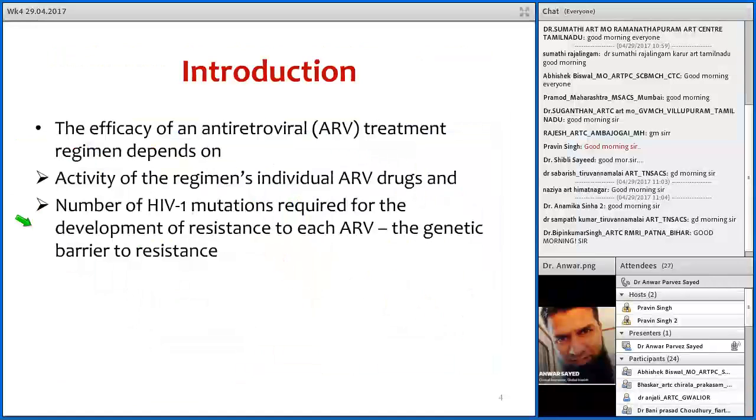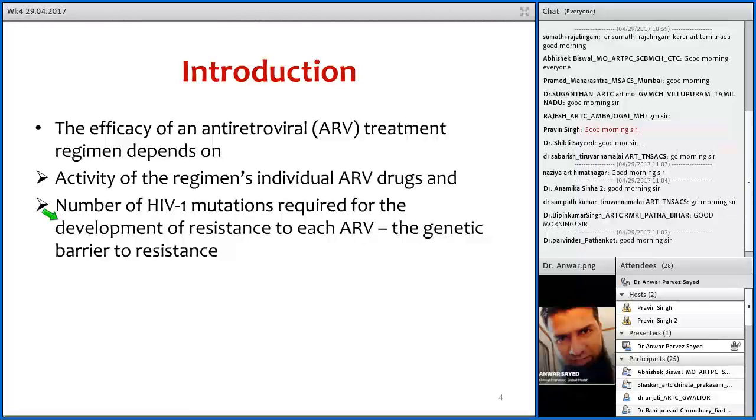So let's talk about the ARV resistance. It depends on mainly 2 things. One is activity of the regimen's individual ARV drugs, and second is the number of HIV-1 mutations required for development of resistance to each ARV. It can be easily understood with the fact that there will be some drugs which will become resistant even if there is presence of 1 mutation, and for some drugs, for the virus to completely become resistant to that particular drug, you require accumulation of mutations.